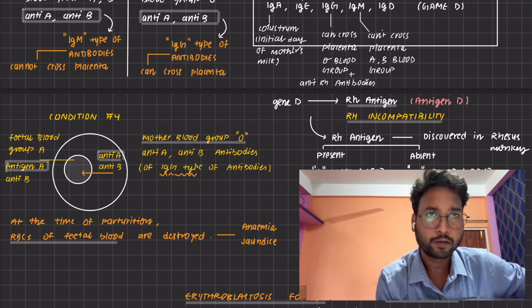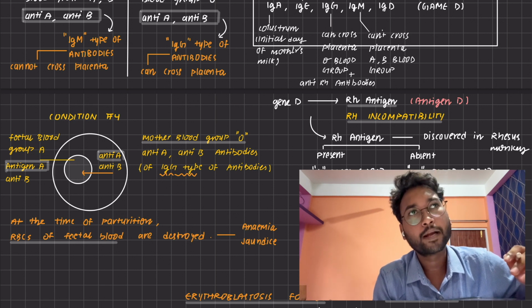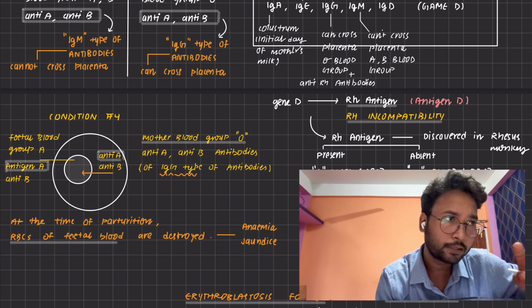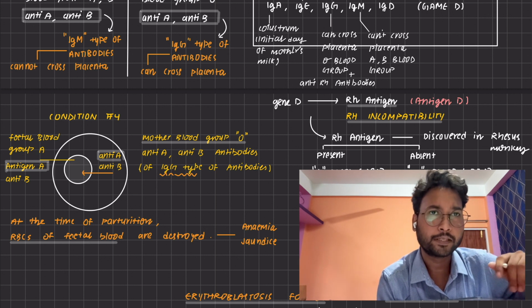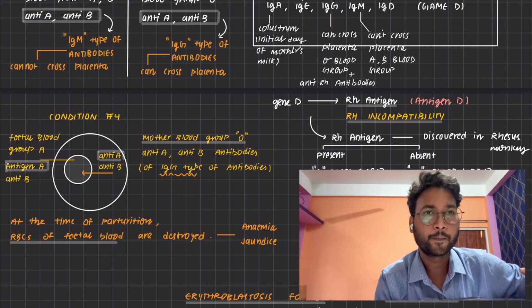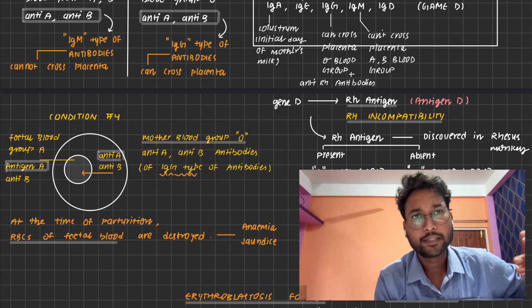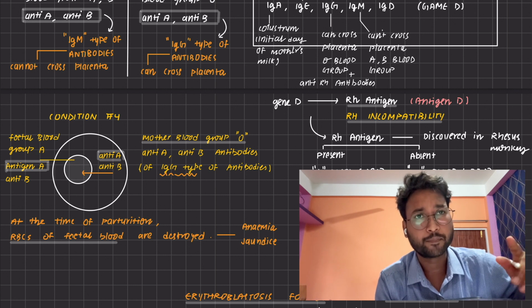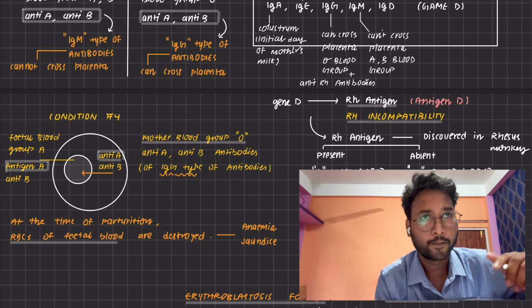If present, then A positive. For example, if my blood group is AB, then I will have all three antigens on the surface of RBCs: A antigen, B antigen, and Rh antigen. That is why AB positive, by the way, is the universal recipient and not the universal donor.